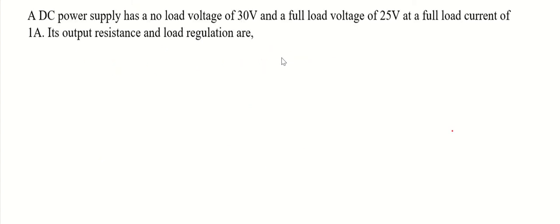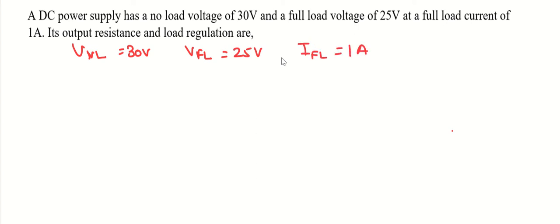The next question is, a DC power supply has a no load voltage of 30 volt and a full load voltage of 25 volt. At a full load current of 1 amps, its output resistance and load regulation are. So the given voltage at no load is equal to 30 volt and voltage at the full load is 25 volt and the current at full load equal to 1 amps.